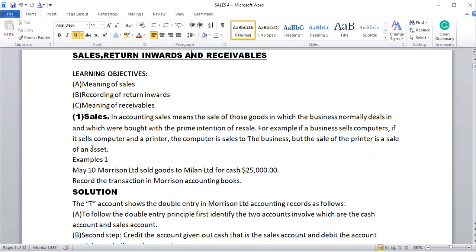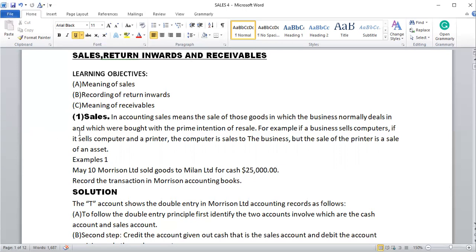So in accounting, when we say sales, it means that particular goods that the company deals in, that is what we regard as sales. For example, if a company deals in the sales of computers, and it sells a computer, it is sales to the business. But if it sells a printer, because it's not that particular goods the company deals in, we call it not sales in accounting. It's an asset that has been sold.